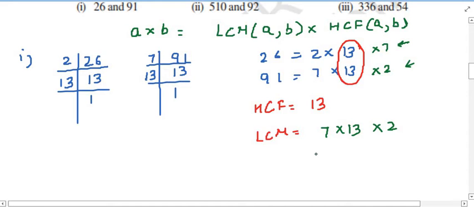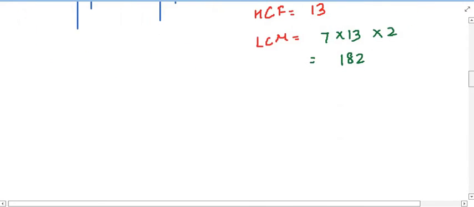So if we multiply all these, we will get 7 times 2 is 14, and 14 times 13 is 182. So LCM is 182.